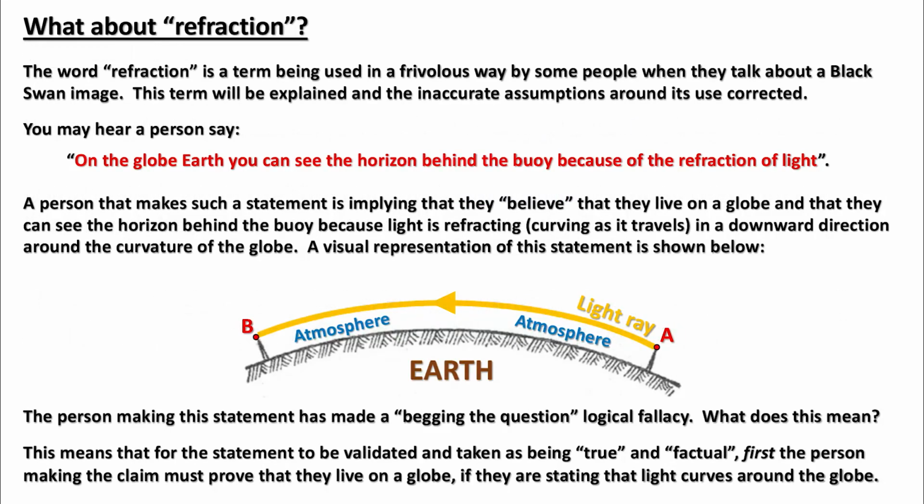What about refraction? The word refraction is a term being used in a frivolous way by some people when they talk about a black swan image. This term will be explained and the inaccurate assumptions around its use corrected.